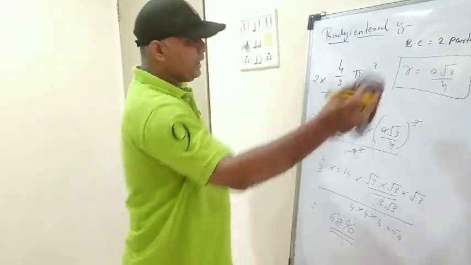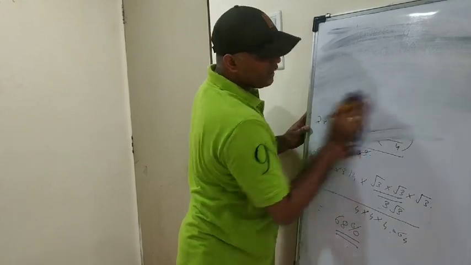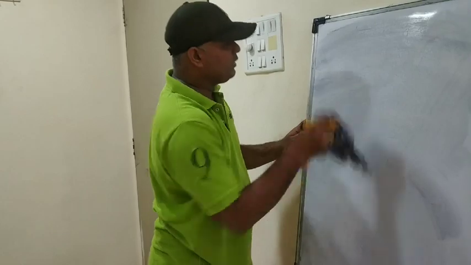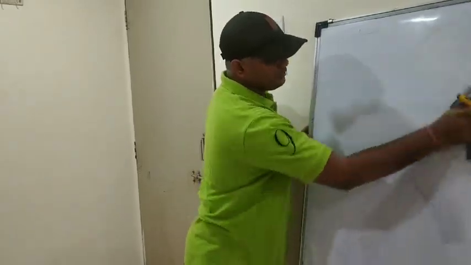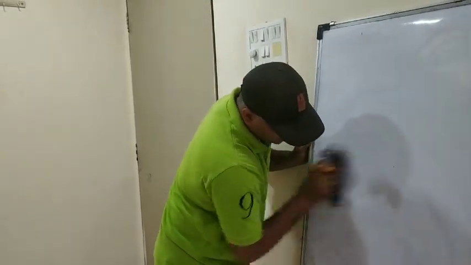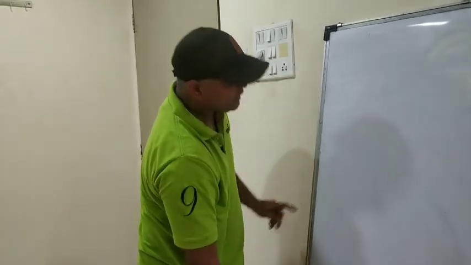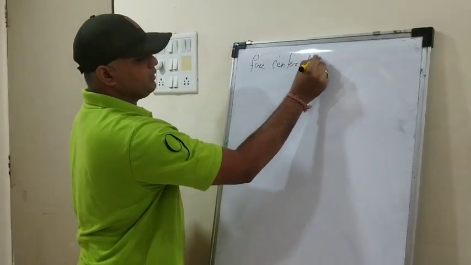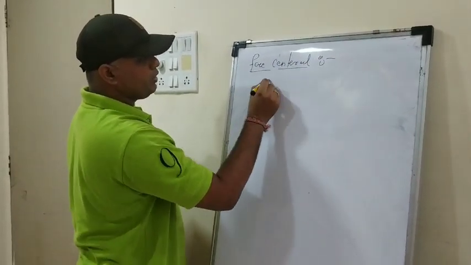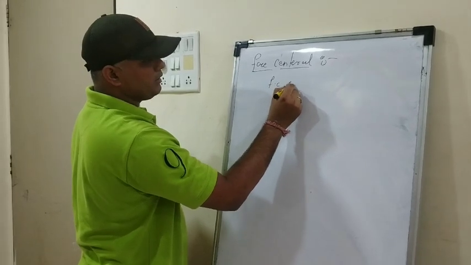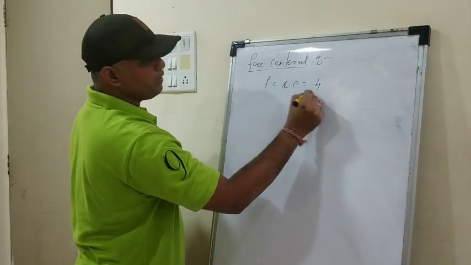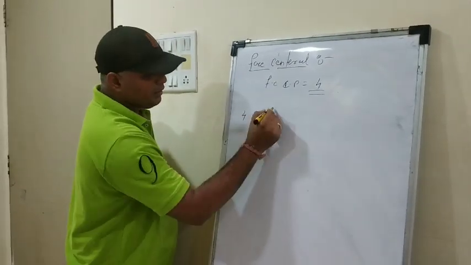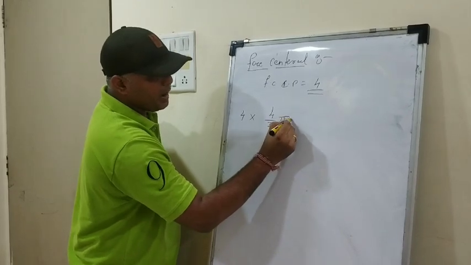Okay, let's move further, and for the last one for today, that is the face centered. For the face centered, how many particles are there? There are a total of 4 particles, right? Now what will be the equation? 4 into 4 by 3 pi r cube.